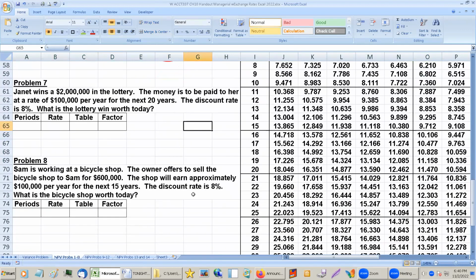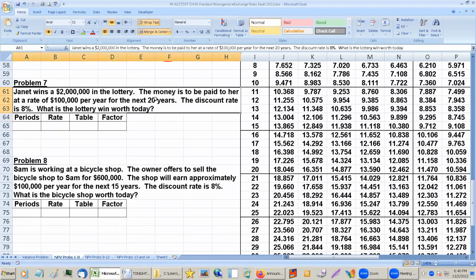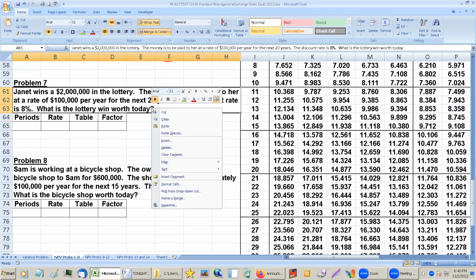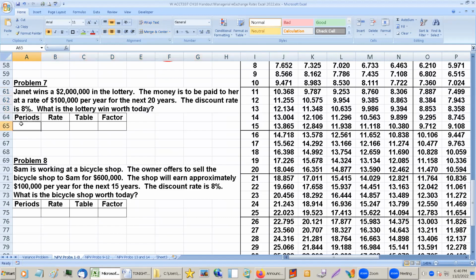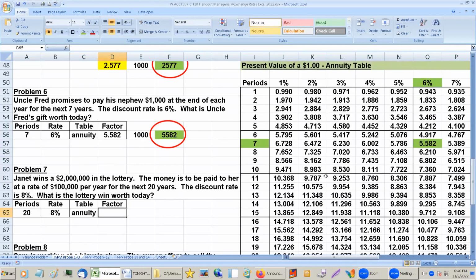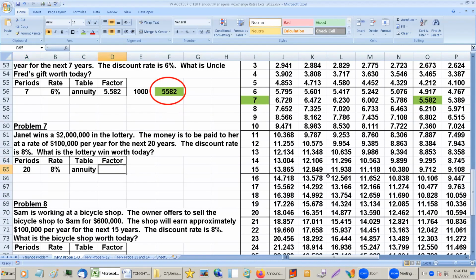Janet wins the lottery. It's a $2 million lottery. The money's to be paid to her at a rate of $100,000 a year for the next 20 years. Discount rate is 8%. What is the lottery winning worth today? Okay, period's 20. Rate is 8. The table could be either one, but we'll go with the annuity. And the factor is 8%.